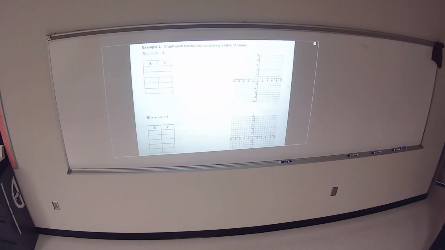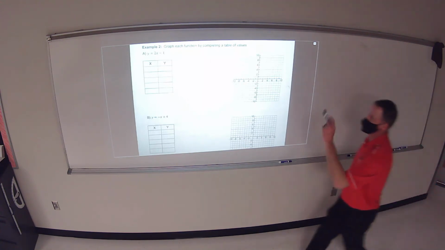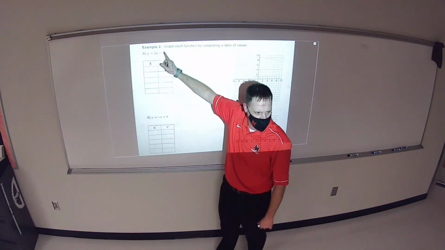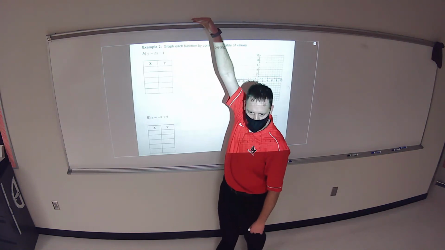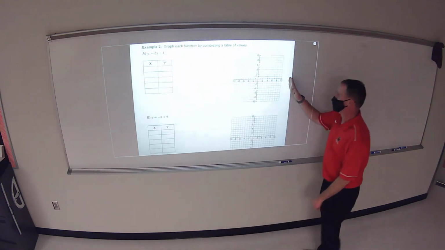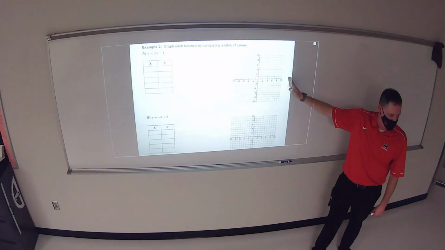Also, I would pick numbers that are relatively small. I'm not going to pick an x value of like 10 to plug in here, because when I start plugging 10 in, 2 times 10 is 20, minus 1 is 19, right? I'm going to get some value that's way off of my table. I'm also not going to pick values like 15 because it's already off of my graph.